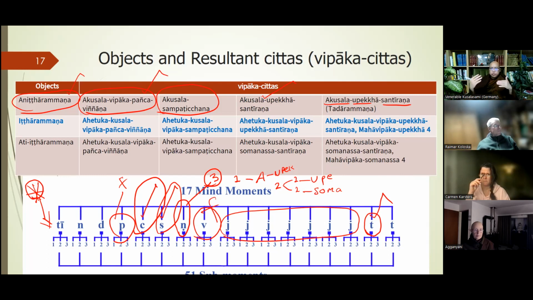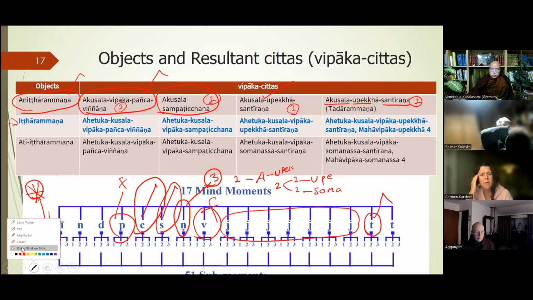So only what we have to choose is, sometimes here akusala santirana only one. There's no need to choose. Akusala upekha also there is only one. There's no need to choose. Akusala sampadichana one. Akusala vipaka here as well one. But with the etaramana desirable object, you have to choose one of 2 or 3. Okay, let's continue a little bit.